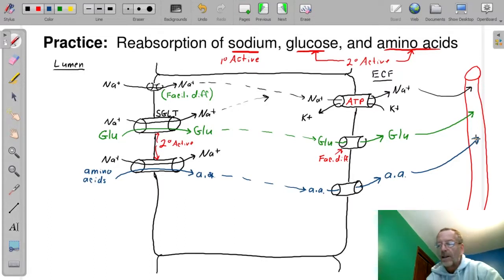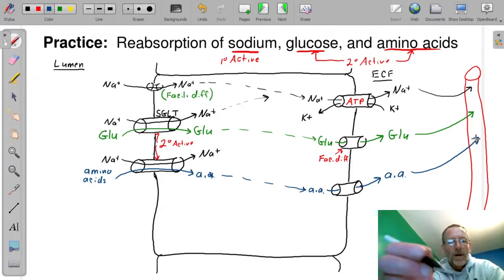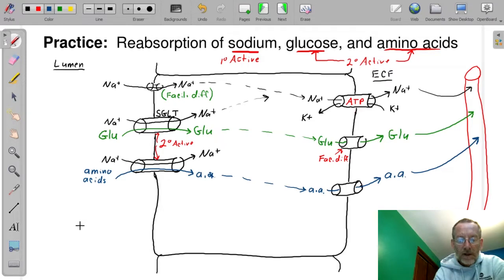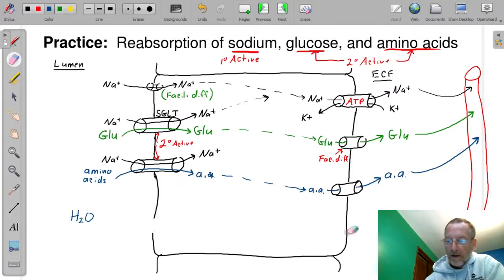All this is occurring in these cells of the proximal convoluted tubule. So we have lots of carriers on the cells in this region of the kidney. And then what about water? We need to reclaim water. Remember that we are reclaiming the ions and the osmolarity stays the same. So if we're not going to change the osmolarity, we need to reabsorb water also. 65%, 70% of that volume is reabsorbed in the PCT as well.